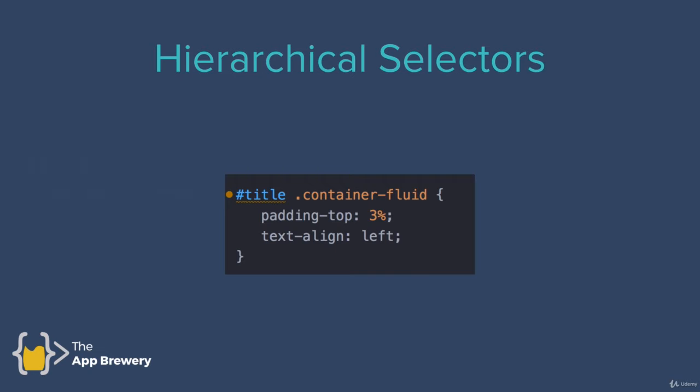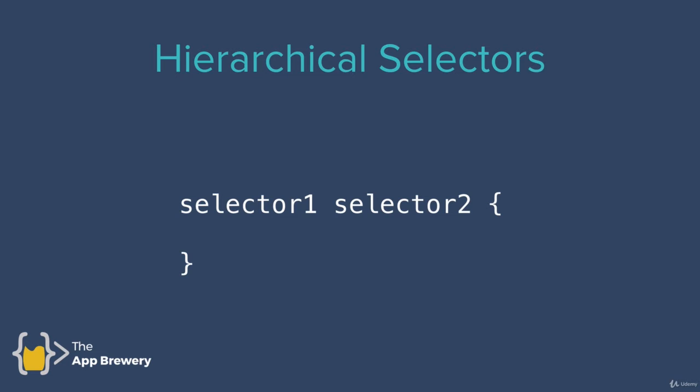So in our case, we wrote this code that targeted the container-fluid class that is inside something that has the ID of title, and we gave it a different padding. The syntax here looks like this. So you have selector 1, then you have a space, then you have selector 2. And this is what I was talking about earlier on. Spacing in this case is crucial. You should have one space, and the order is that the first selector is from the parent and the second selector is from the child.